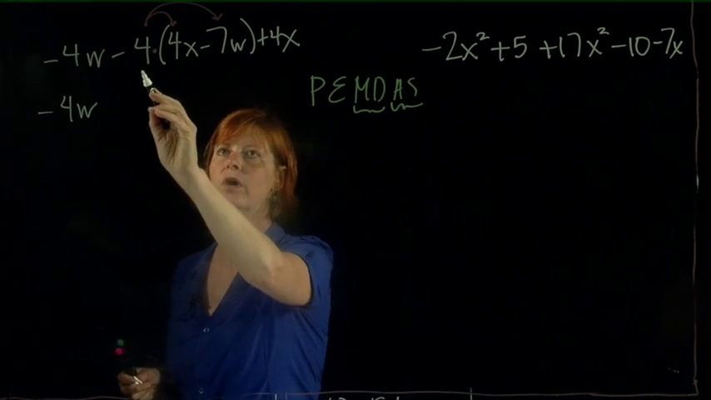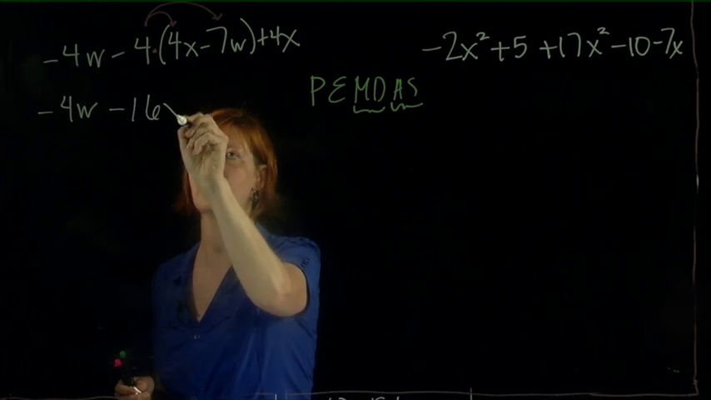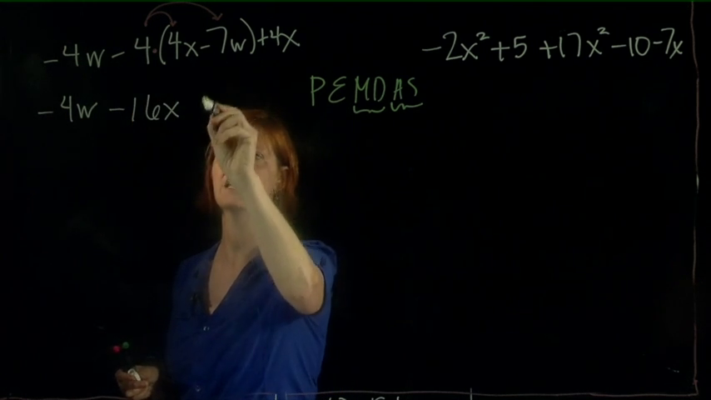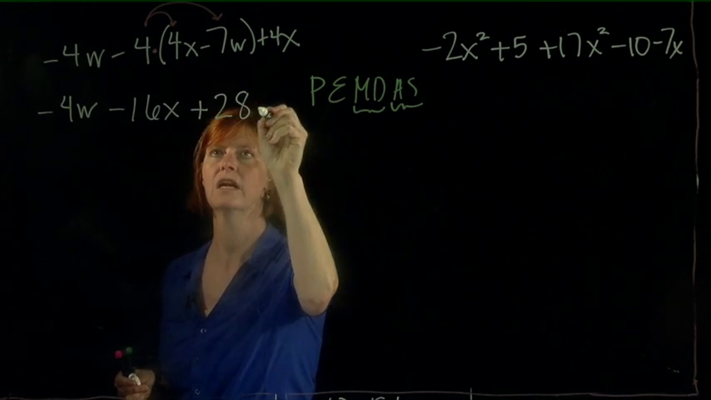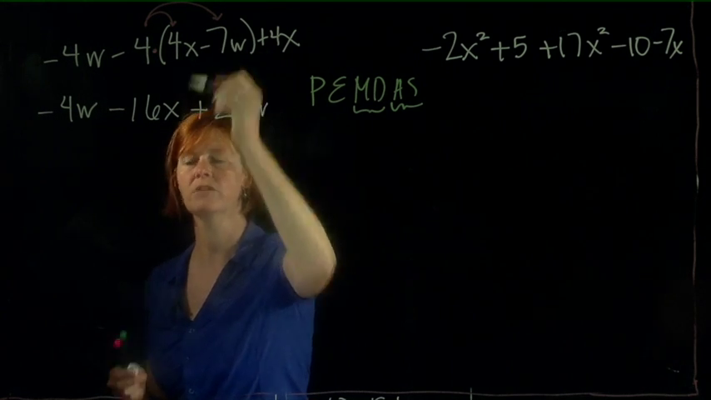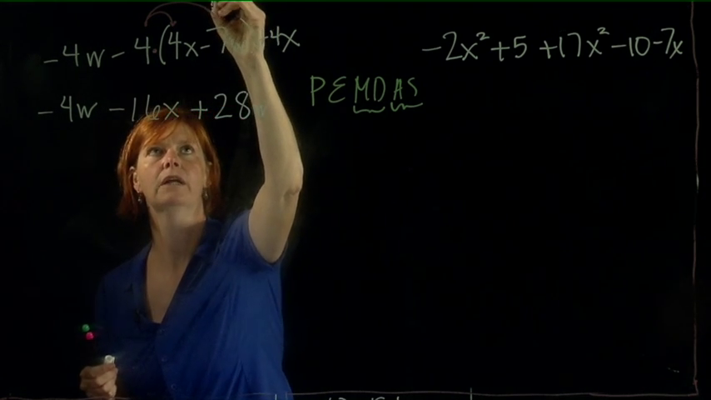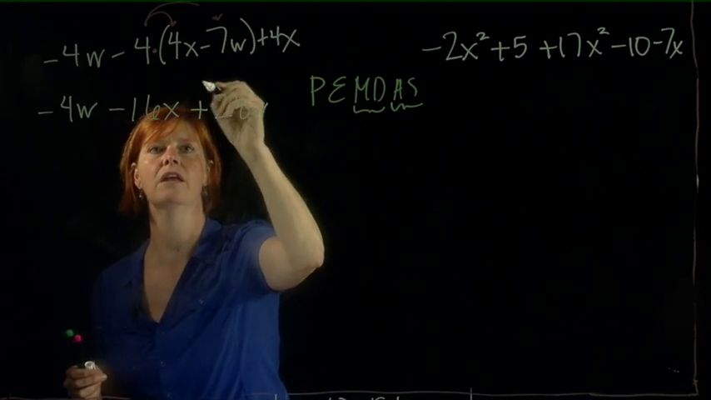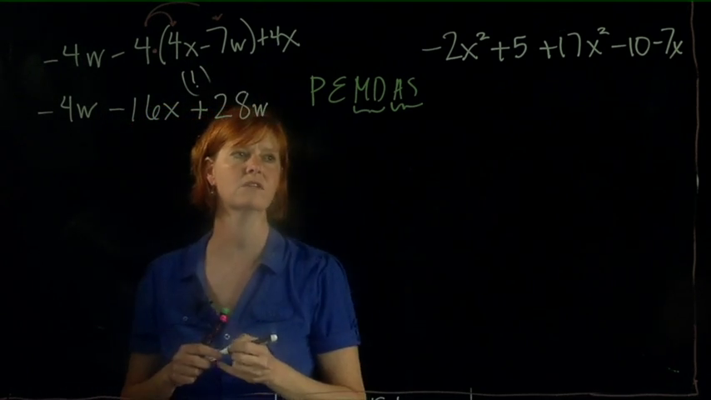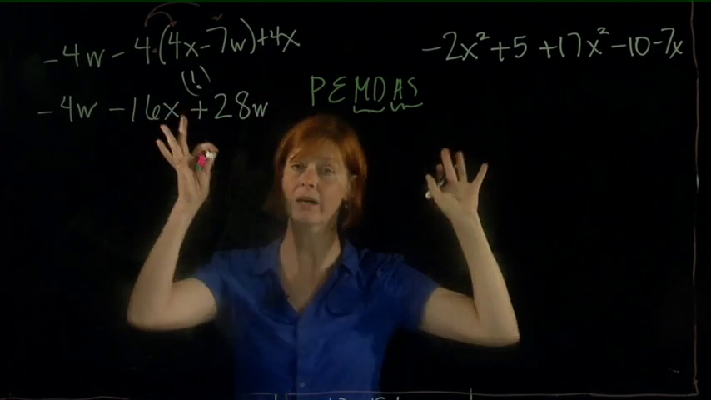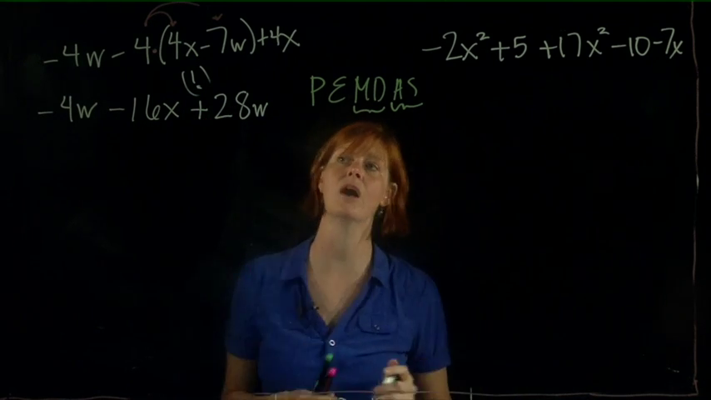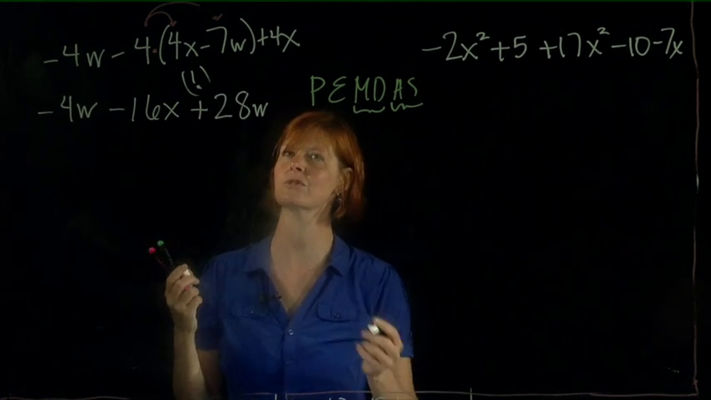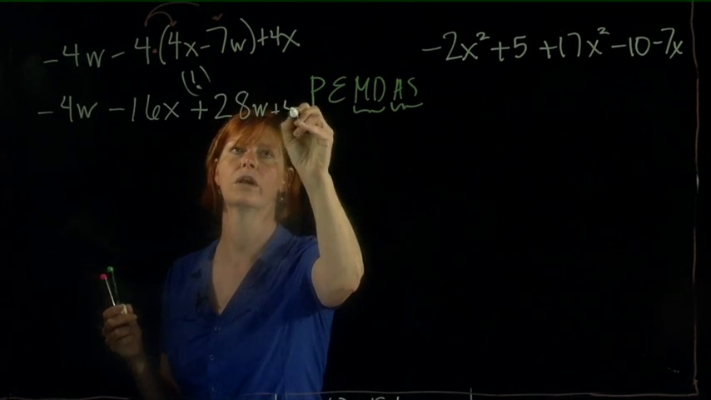Now, this -4 times this 4 is -16x. Remember, you don't need like terms to multiply. Now, negative times a negative is a positive 28w. And I'm going to put an exclamation point right here. The exclamation point means, hey, be careful, that right there, that's the most common mistake. Students get the negative on this one, but then when they distribute the other one, they somehow just sort of lose it. And I'm going to carry down the 4x.